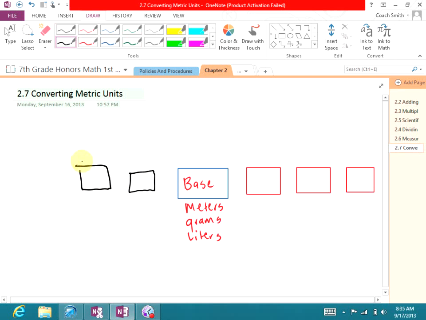Now, the reason we need to know these is because of this. As I've taught this throughout the years, I find it easier, and we talked about this a little bit last year in 6th grade, just to draw the boxes instead of trying to remember, do I multiply? Do I do this? Basically, you have this. That's milli, just like we said yesterday, centi, deci, your base, then you have deca, hecto, and kilo.